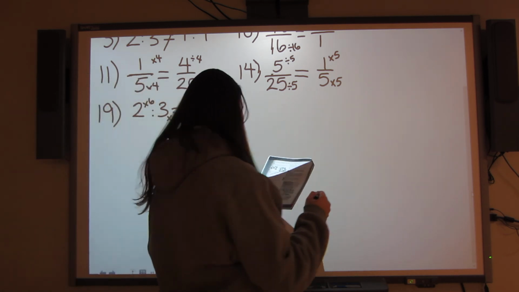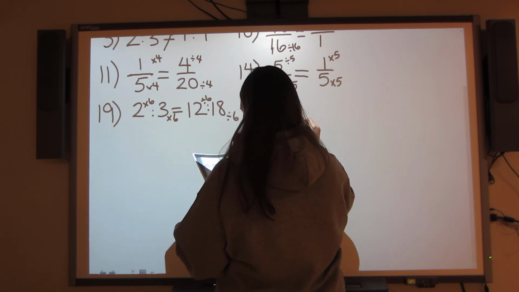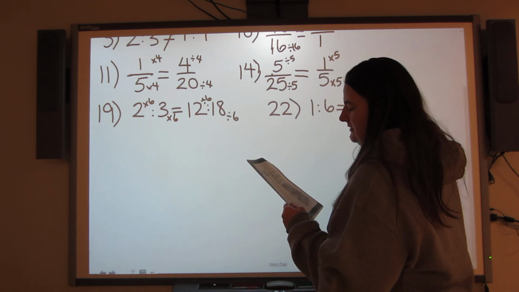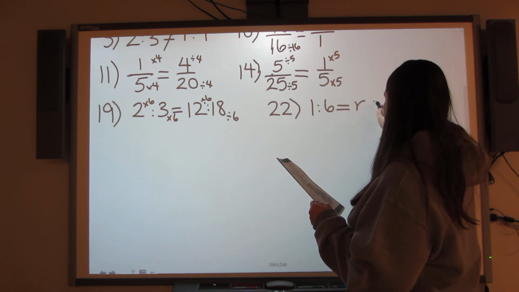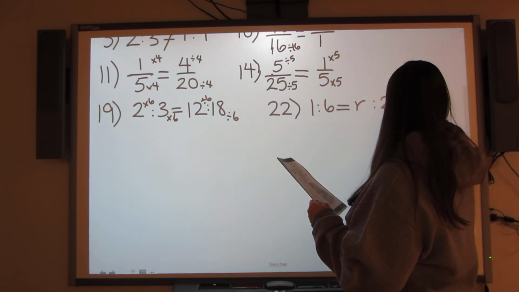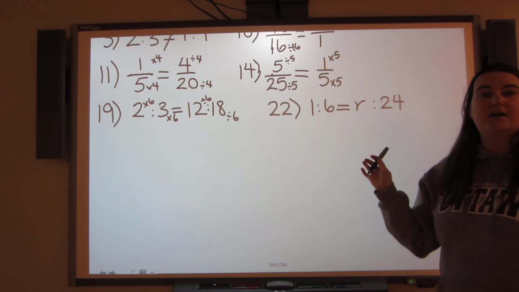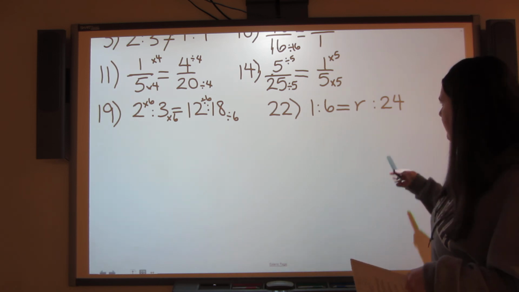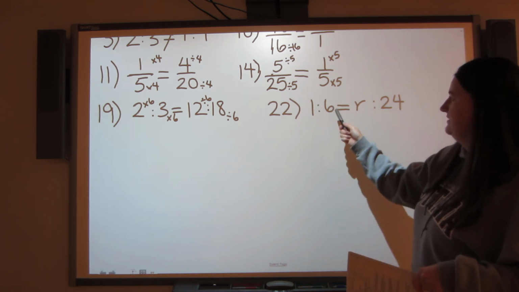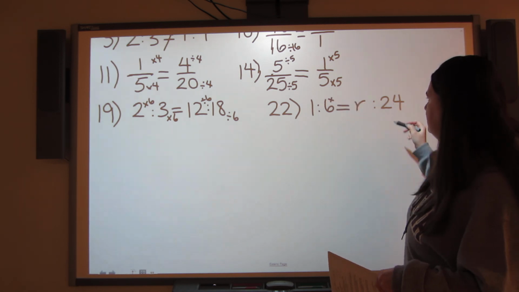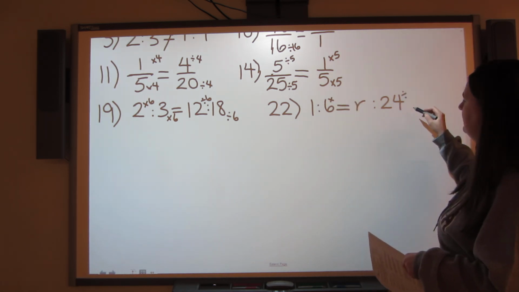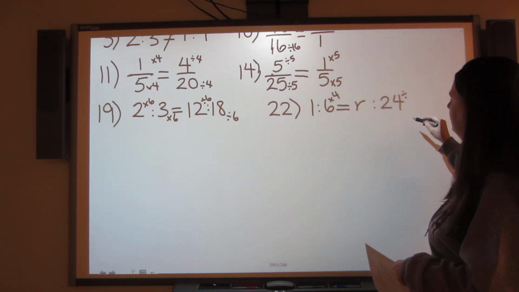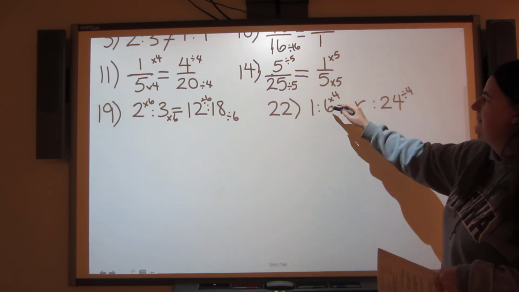Let's try another one. Try 22. So we've got 1 to 6 equals r to 24. Remember, r is an empty box. Your job is to figure out what goes in that box. What does r equal? So, what's the relationship between 6 and 24? 6 times something is 24. 24 divided by something is 6. So you know 6 times 4 is 24. 24 divided by 4 is 6.